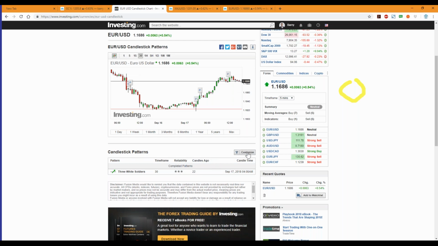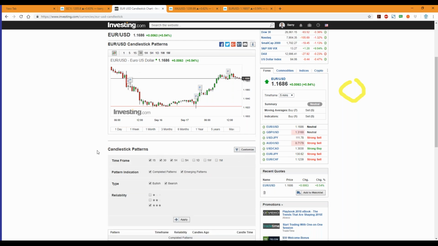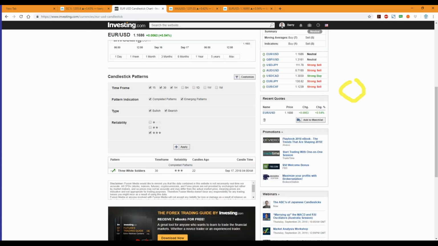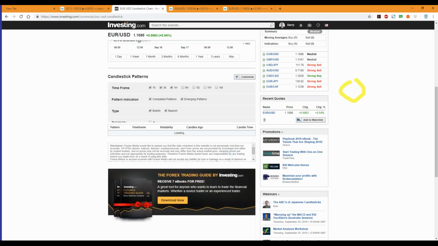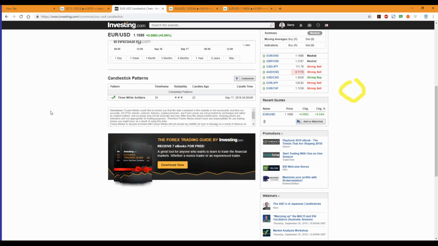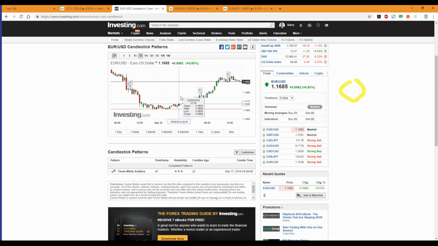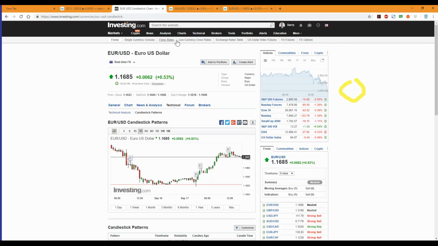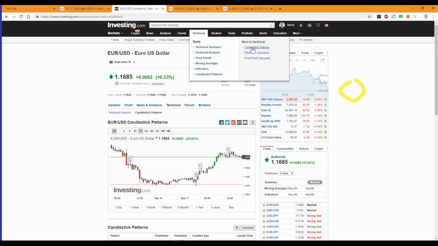But we can customize it and decide what type of candlesticks we want to see, what time patterns we want to see, and what time of day, and then click on apply. And so anytime we come to the euro US dollar, it's going to give us a list down below of the current emerging patterns and completed patterns. Okay. What else do we need? Now, they also allow us to go a second way, which is my favorite. Just go up to the top menu bar, go under technical, go under candlestick patterns.